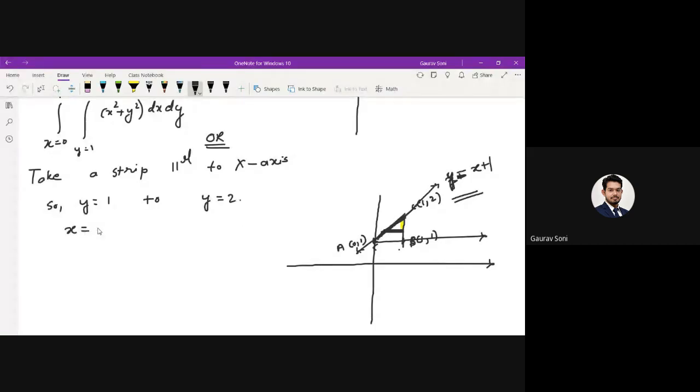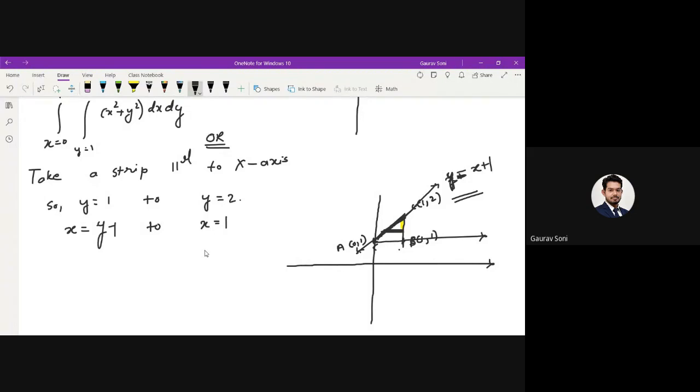देखो, whenever you want to measure horizontal, you go for x-axis. When you want to measure for vertical, you think of y-axis. What is the value of x on the line? That is y minus 1. Upper limit for x, 1.